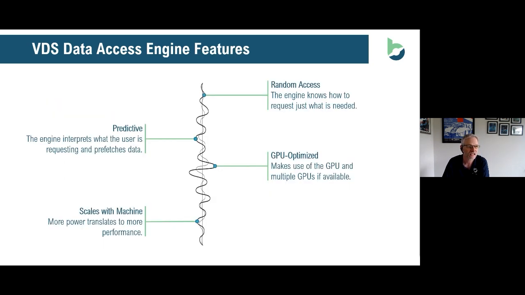The access engine has some key features. It's random access. The engine knows how to request just the information that's needed for a particular client requirement.